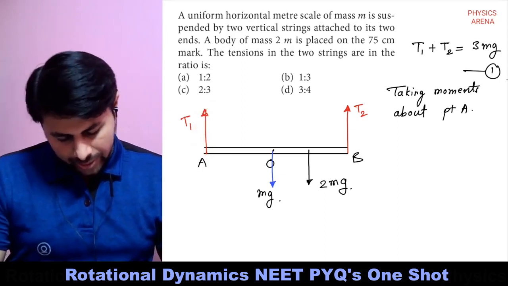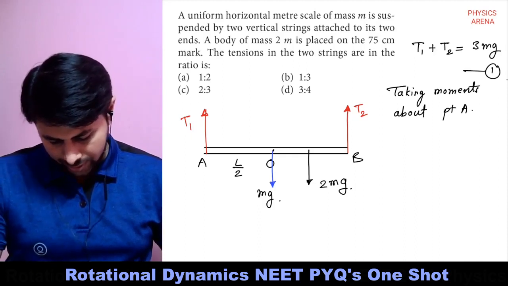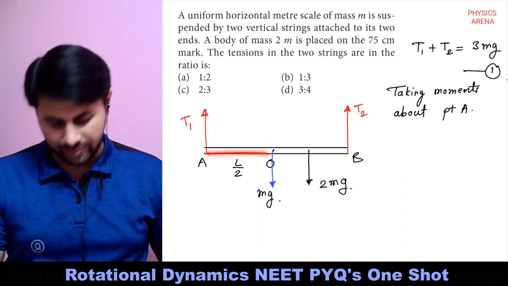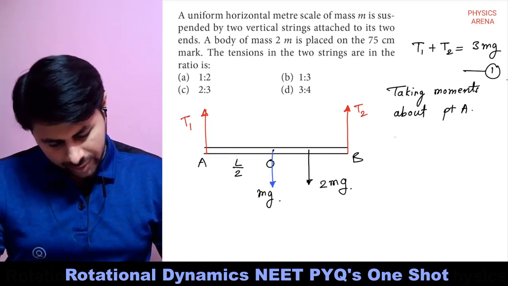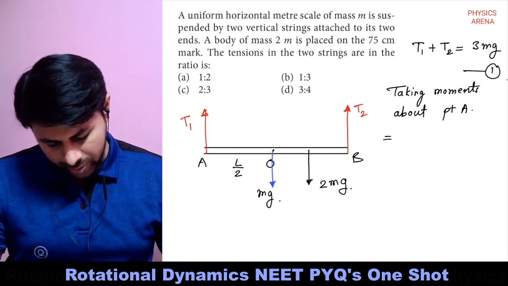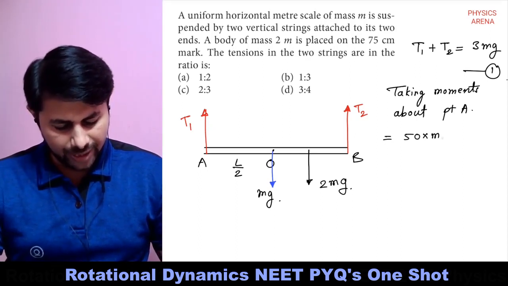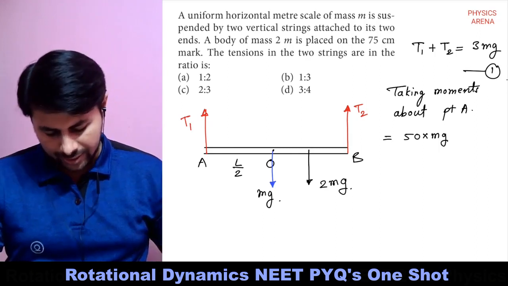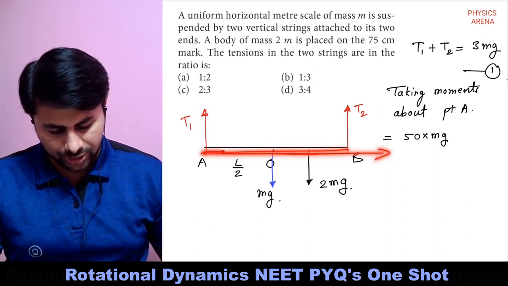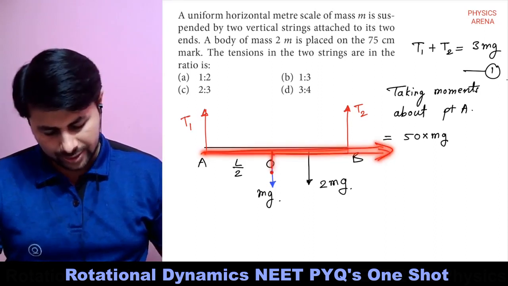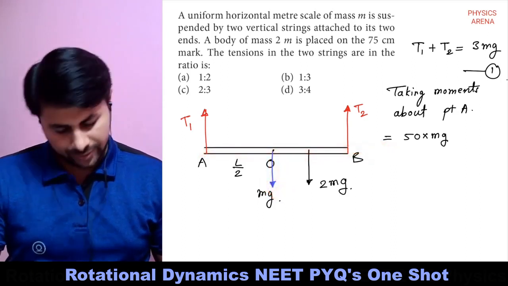Okay, so this distance is L by 2, or you can say 50 centimeters. So moments about point A, how much will be the moment due to this mg? It will be 50 centimeters multiplied by mg, right? In what direction? This is the position vector, and this is the force. So r cross f is in clockwise sense.